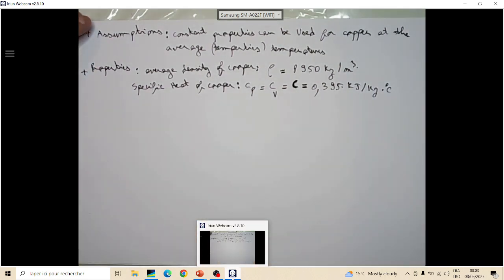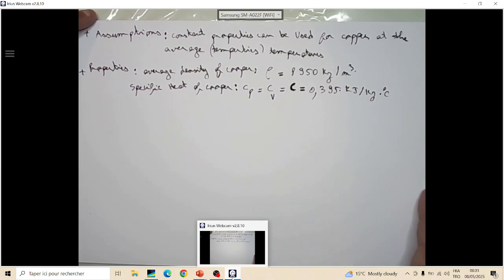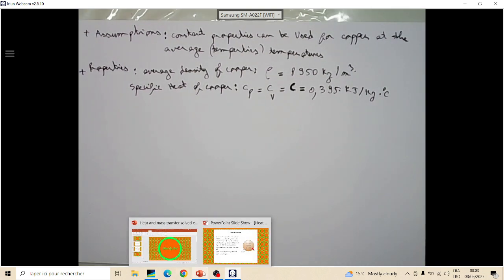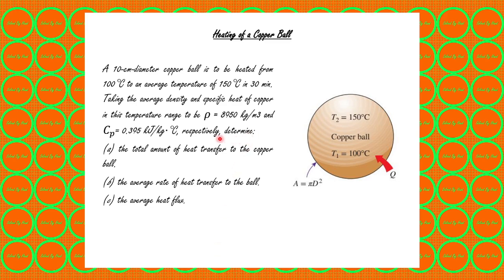So the first thing that we have to determine, what is the first thing that we have to determine? Let's go back to our problem. A, we have to determine the total amount of heat transfer to the copper ball. So we have to determine this Q, the total amount of heat transfer to the copper ball. We have to calculate this.